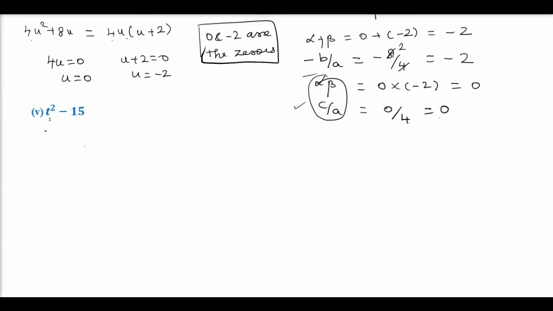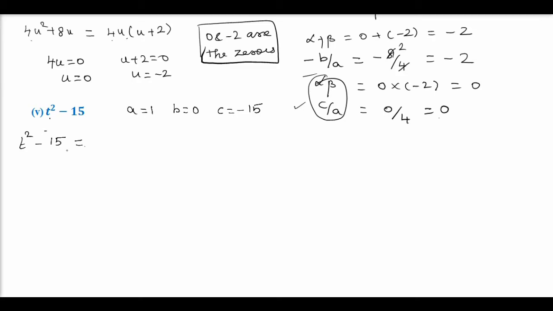Okay, now the fifth subdivision is t square minus 15. Here we see that a equals the coefficient of t square, 1, b equals the coefficient of t. You don't have the t term here, so it's 0, and c equals minus 15. Okay, in this case you don't have the middle term.